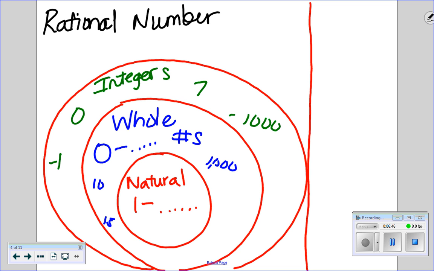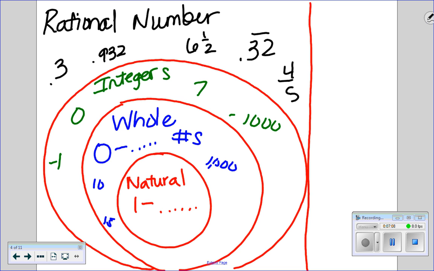Sure. So let's do 0.3. What's another rational number? Sure, so let's do 0.32 repeating. That's a rational number. Another thing would be a fraction. 4/5. 6 and 1/2. 0.932 repeating. Okay, so far so good. So everything on this side of my picture is considered a rational number.